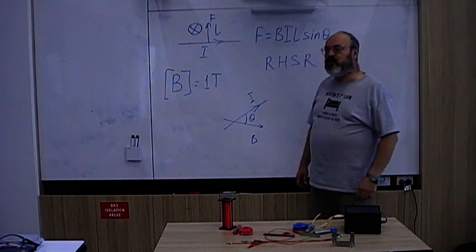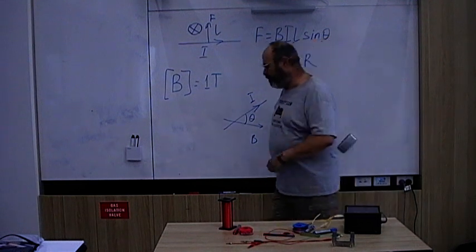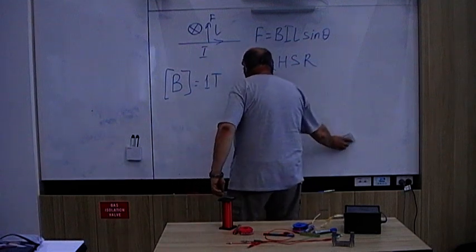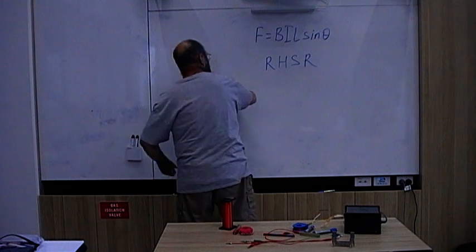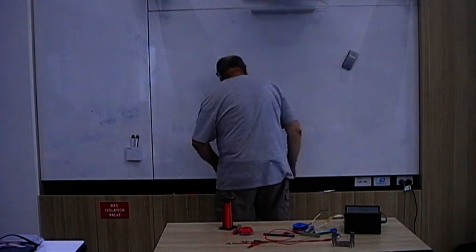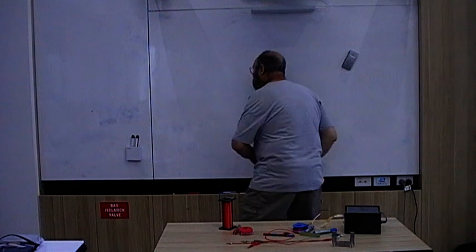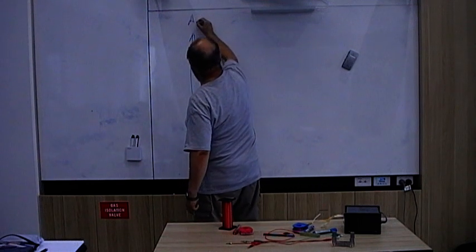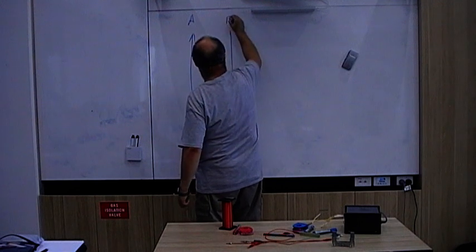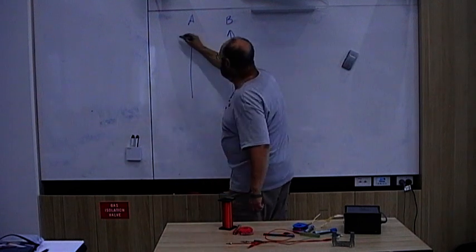Let's consider now a situation where we have two wires with a current. How will they interact? And we will then experimentally check our reasoning. So we have two wires with a current, wire A and wire B, and they have current in the same direction.